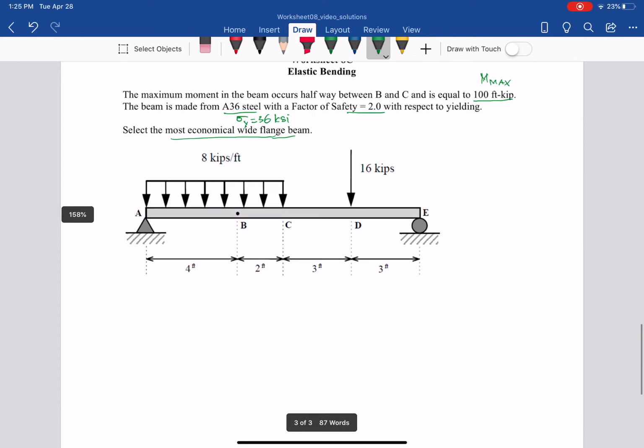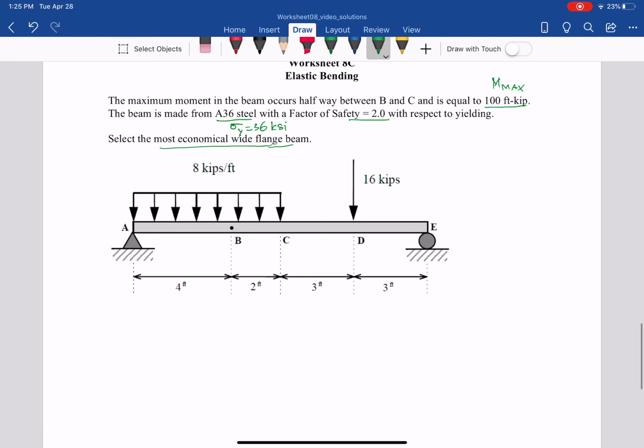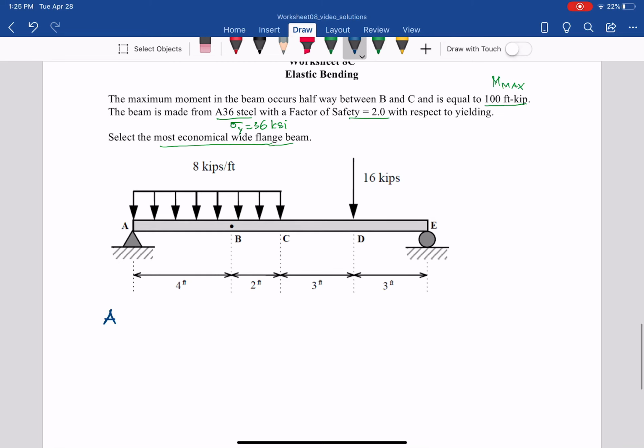So go back to see how to determine the most economical in that worksheet 5C. Now we can move a little bit faster with that in mind. So in this case, you determine the most economical wide flange. Basically, that is a design problem. When it's a design problem, apply the general design equation: the actual is less than or equal to the allowable.